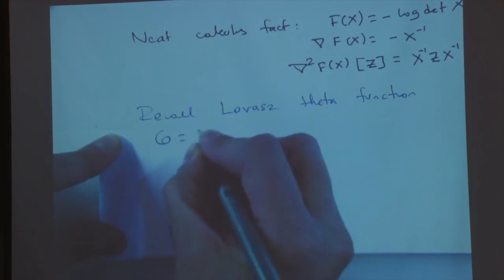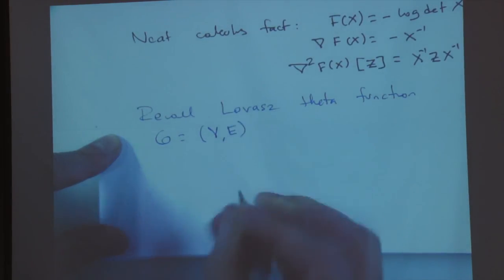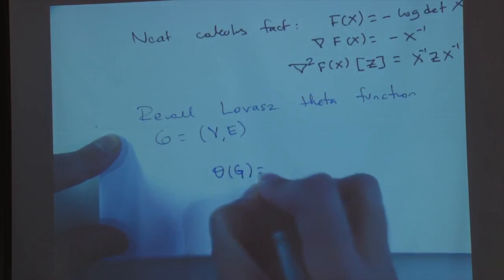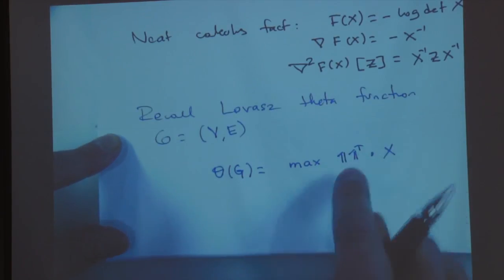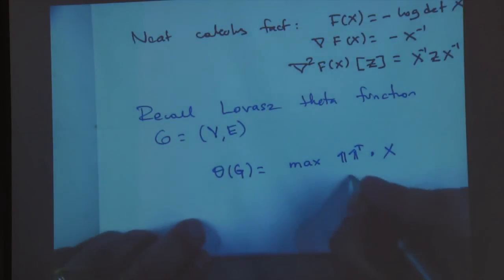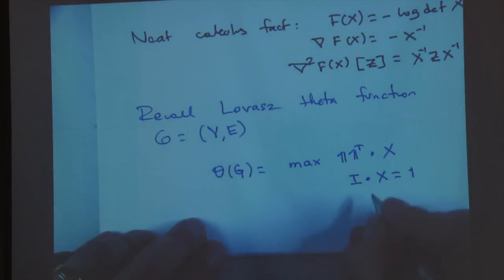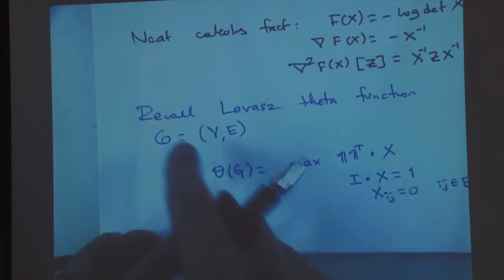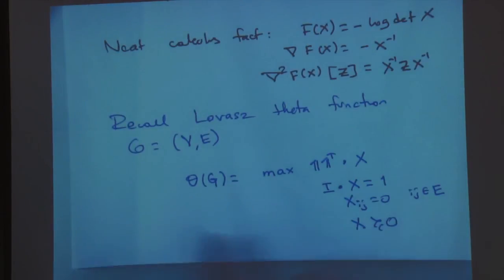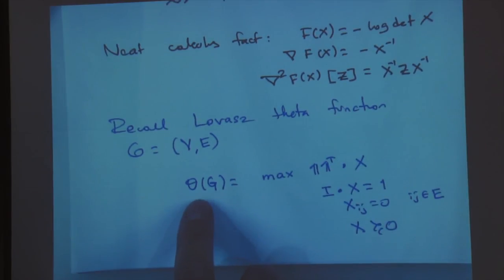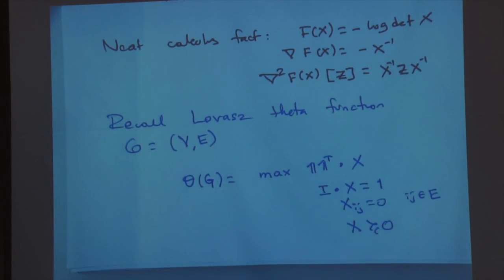Given a graph with some vertices and some edges, the theta function of G is the max of 1, 1, x, so we add all the components of x, subject to identity times x equal to 1, and x_ij equal to 0 for ij an edge of the graph, and x positive semi-definite. The theta function is something that people who do combinatorial optimization are very fond of because it has all sorts of neat properties. It's sandwiched between the clique number and the chromatic number of the complement of G.